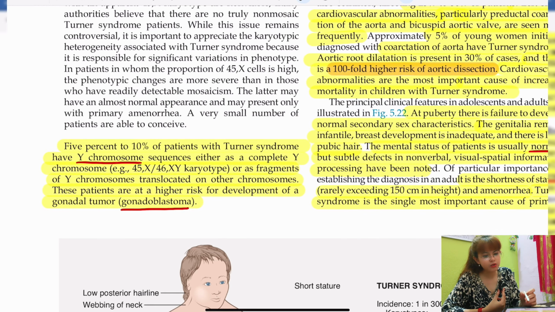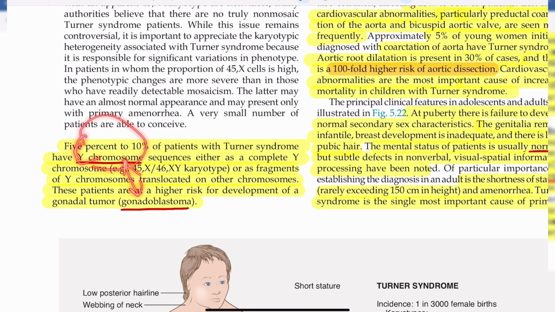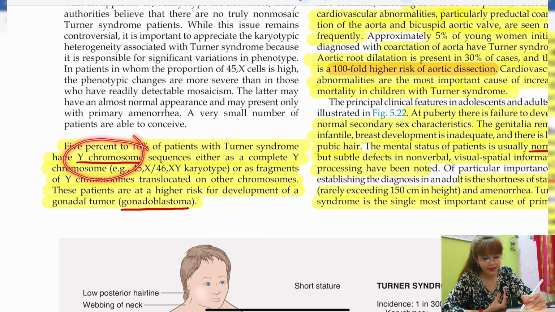Now 5% to 10% of these patients have Y chromosome sequences. Okay, like you can see 45,X/46,XY. Whenever this Y will come, as I have mentioned, there is an increased risk for carcinoma. So these patients who have got a Y chromosome are at increased risk for development of gonadal tumor or gonadoblastoma. So if Y chromosome is there, then that will give rise to gonadoblastoma in Turner syndrome.